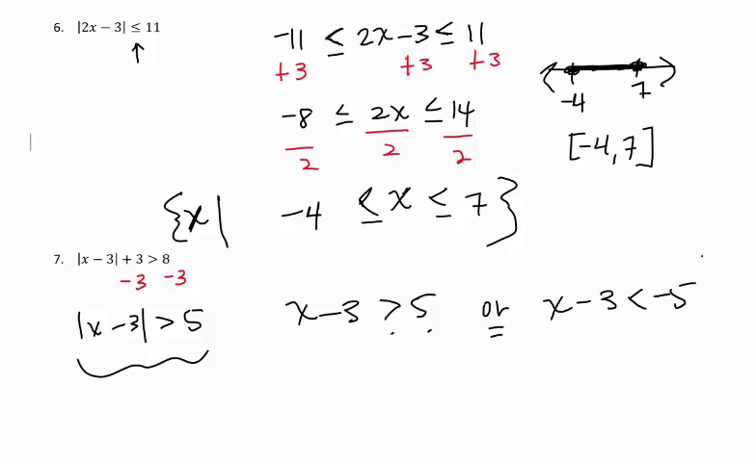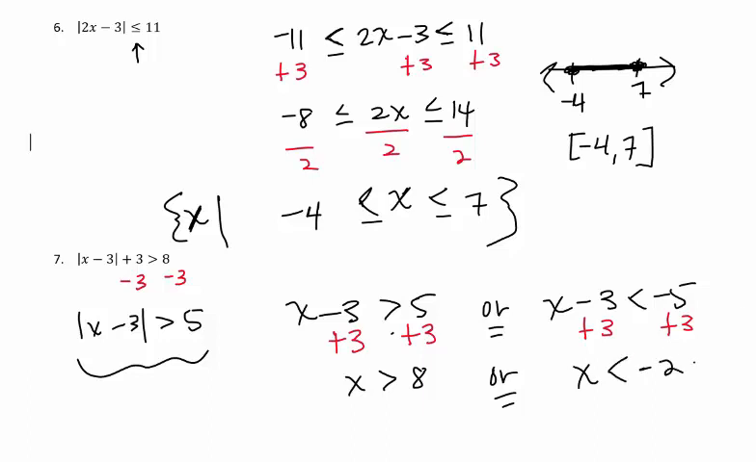And now just solve each of these and then combine your answer. Add 3 to each side of the inequality. And we're left with x is greater than 8, or x is less than -2.